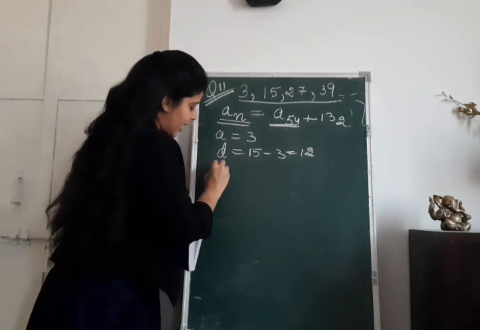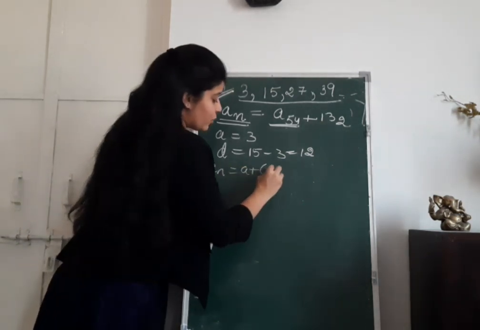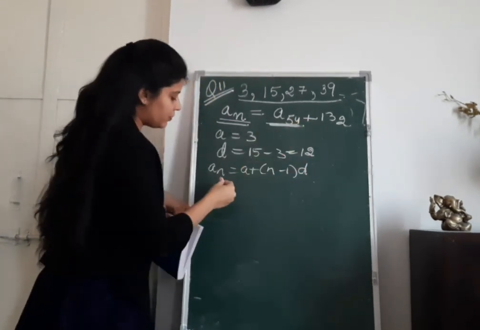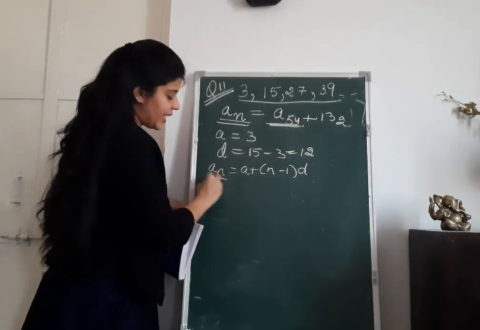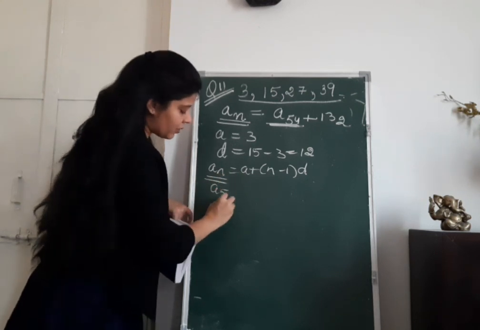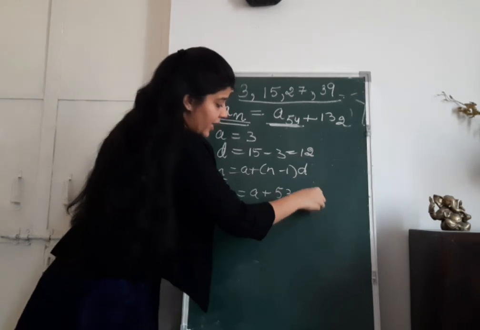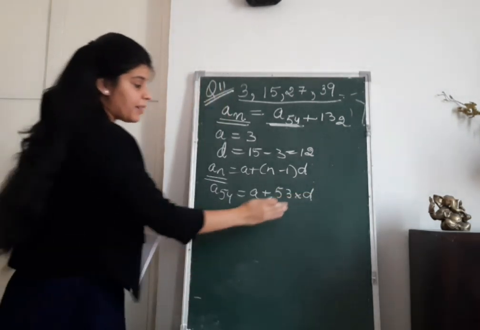So an is equal to a plus n minus 1 into d. If I put n as 54, will I get the value of a54? a54 is equal to a plus 53 into d, right? a plus 53d.